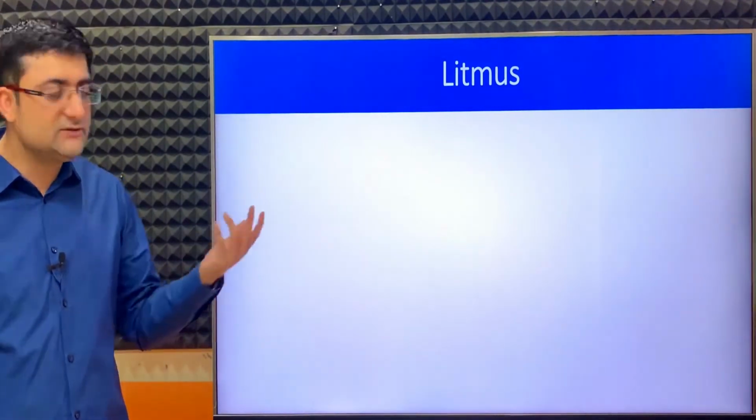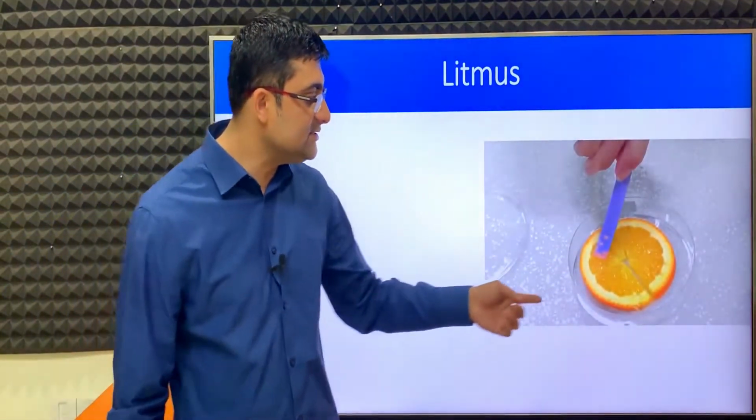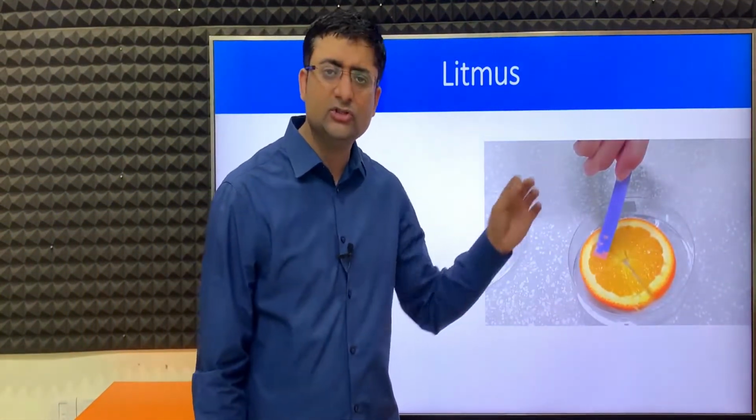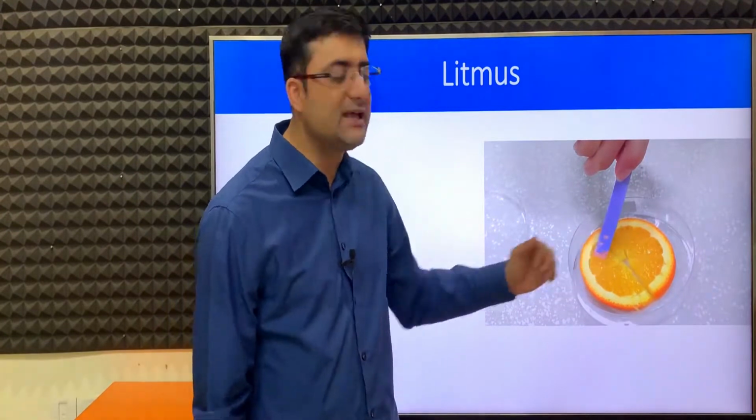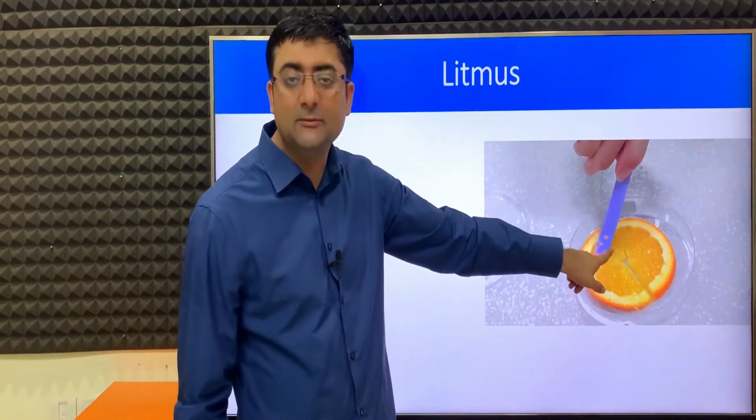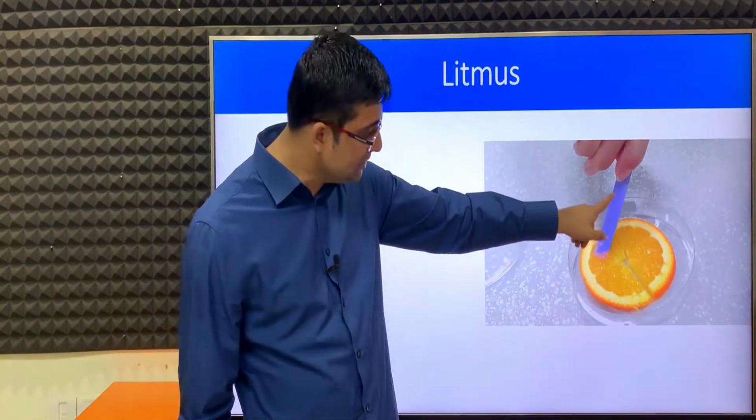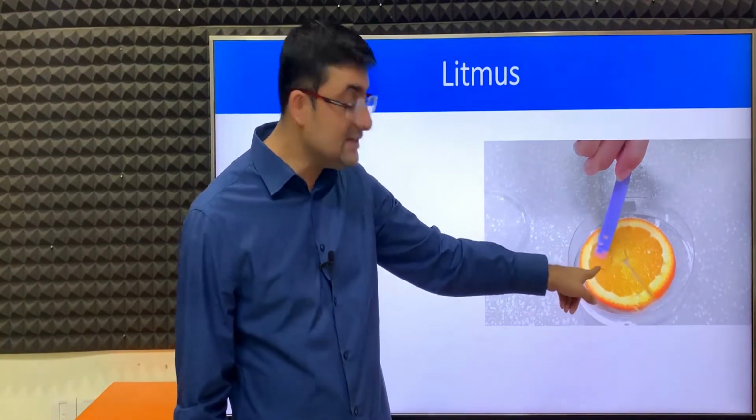So now let's understand this with the help of a few examples. Now see guys, this over here is a lemon piece. So what we do is we want to check whether this is acidic or basic. So first put red litmus paper over here, nothing happens. Then you put blue litmus paper over here, see it is turning red.